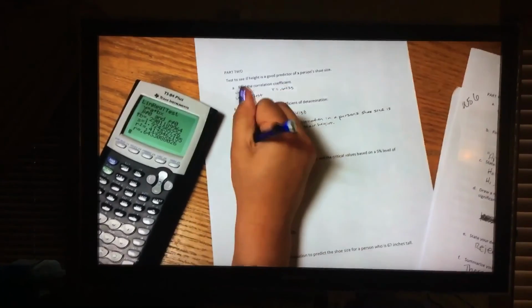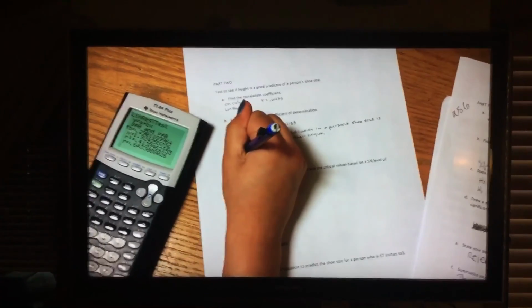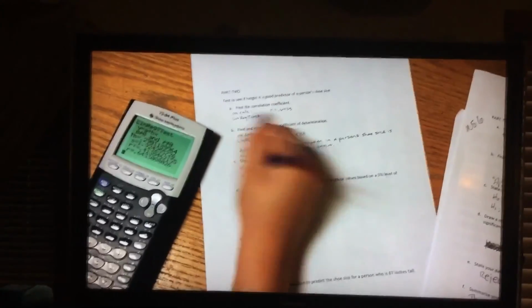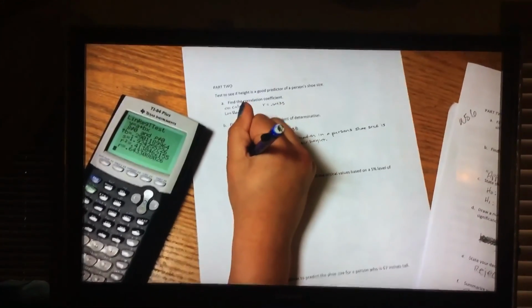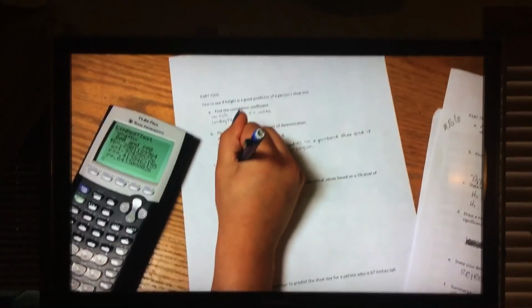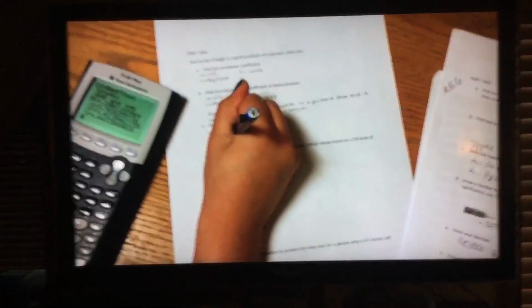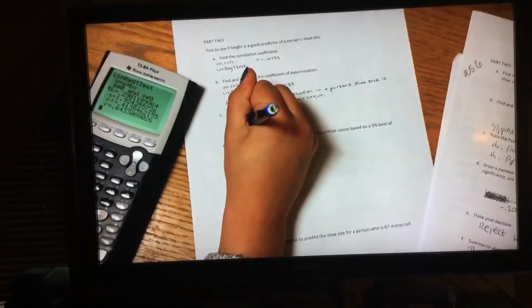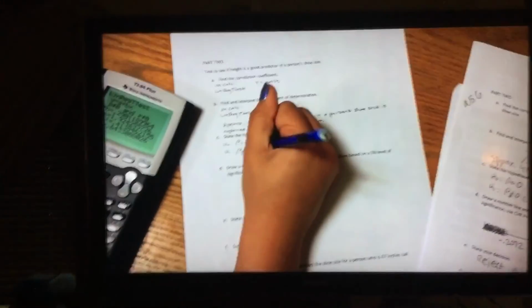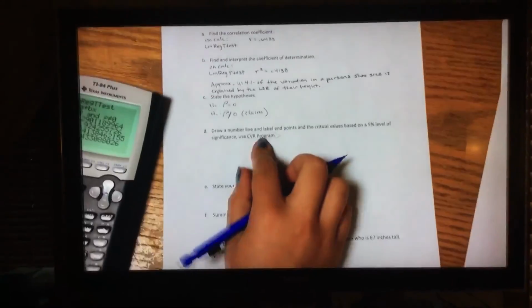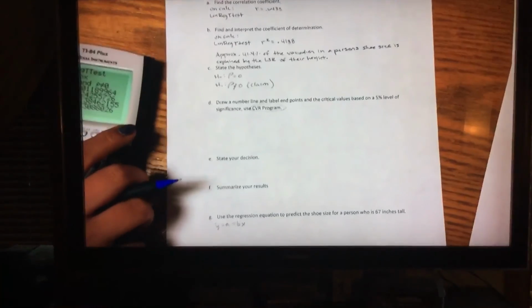So now we are stating our hypotheses, and our null hypothesis is that rho is equal to 0, meaning that there is no significant correlation between height and shoe size. And our alternative hypothesis is that rho is not equal to 0, which is our claim, and that means that there is a significant correlation between a person's height and their shoe size.